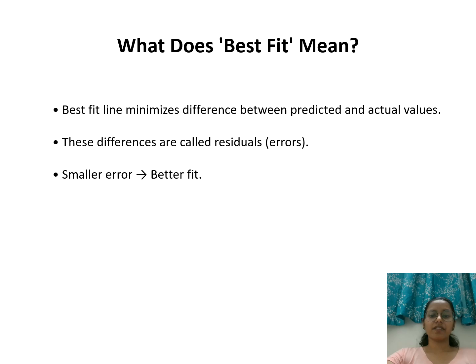So what does best fit mean? How do we know which line is the best? Best fit line is one where the predicted values are as close as possible to the actual data points. The difference between actual and predicted values is called error or residual. So our job is to minimize these errors, and to do that we need something called a loss function.